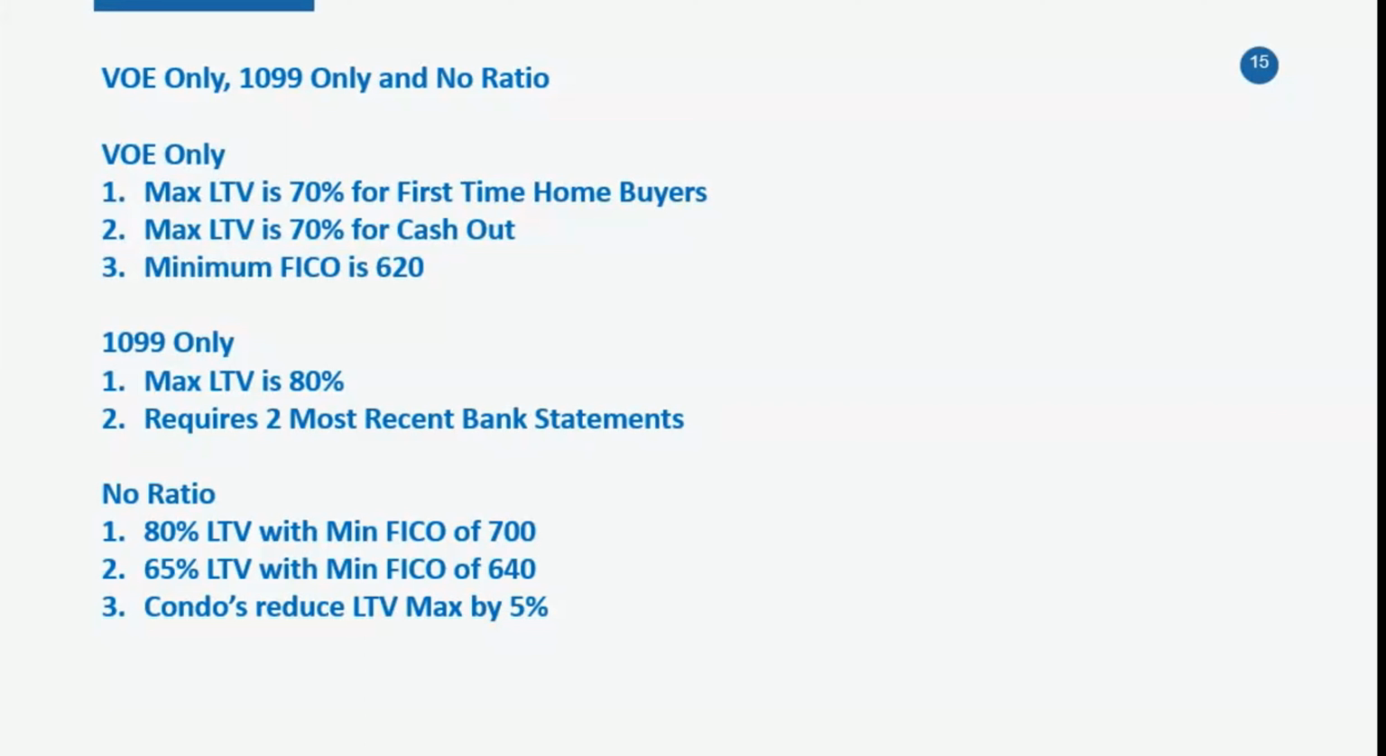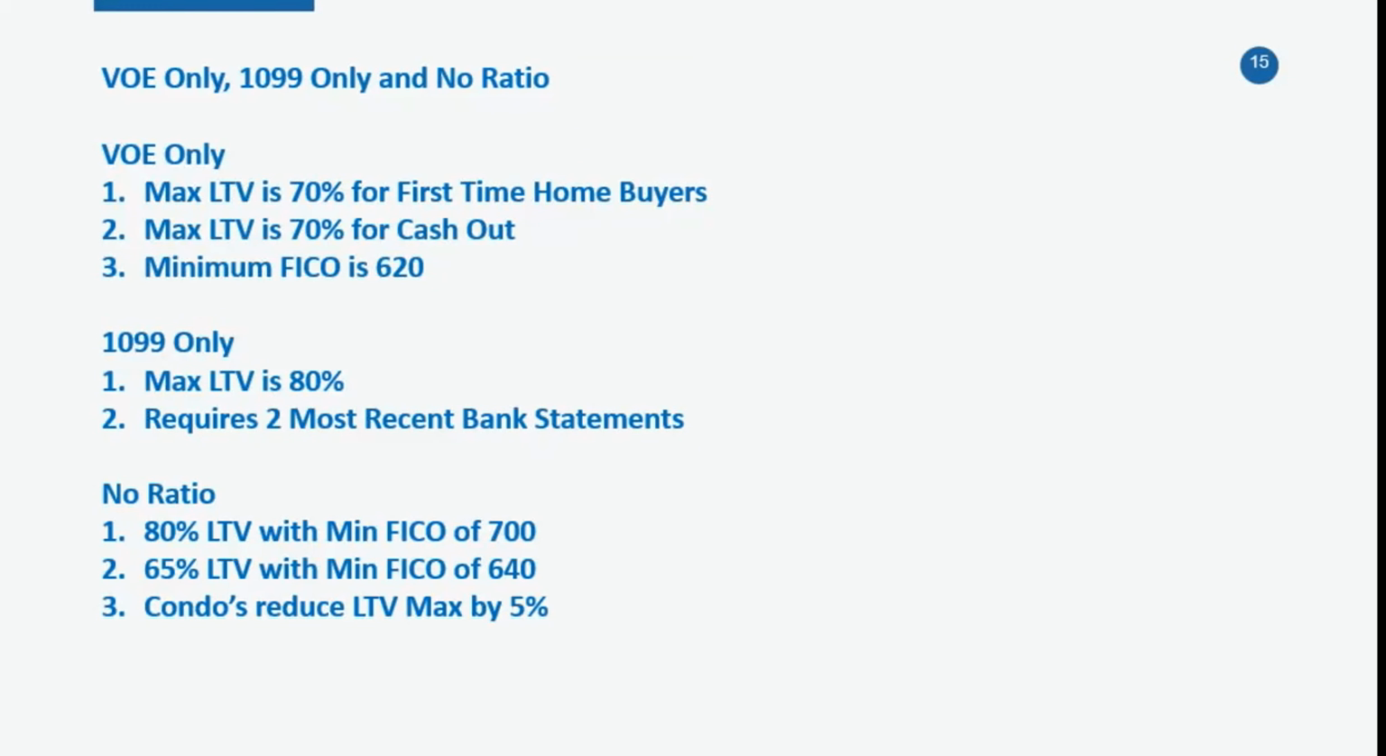So the 80% LTV is available for a client who has a 700 plus FICO on a no ratio. If somebody has a 640 to 700, you can do a 65% LTV. So depending on your client, if they have a high FICO, I would probably go with a no ratio, allowing up to an 80% LTV versus a VOE only.